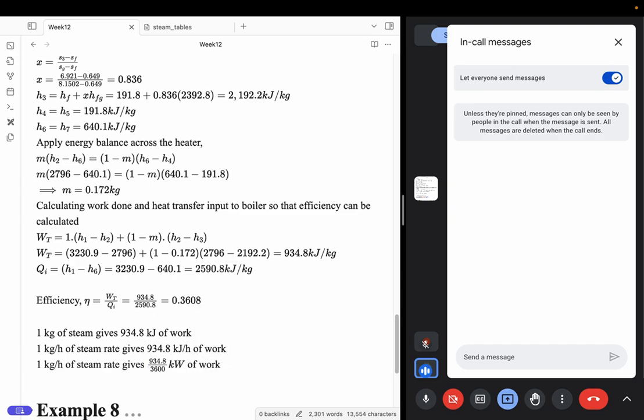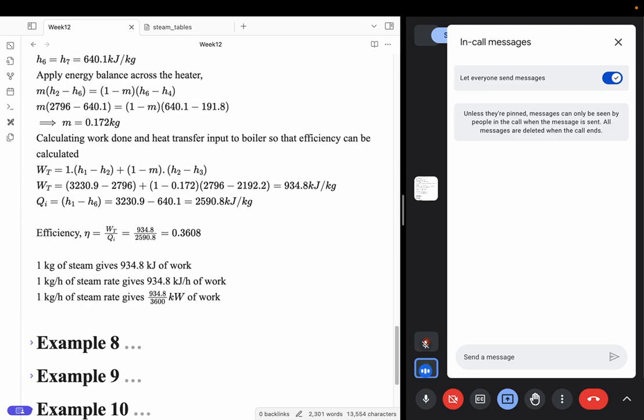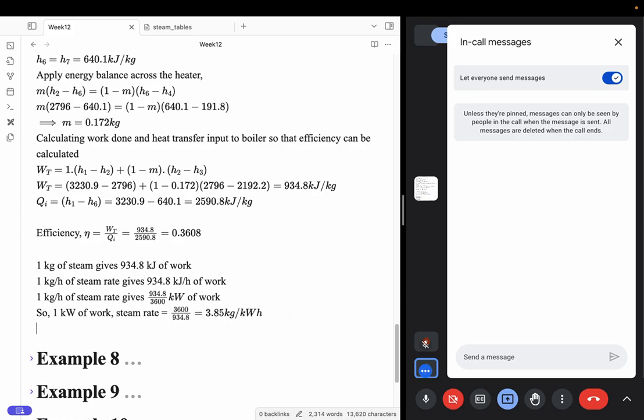Now the question is, for 1 kilowatt of work, what should be the rate of steam? So for 1 kilowatt of work, steam rate will be the inverse of it. So that is 3600 by 934.8. That will be 3.85 kilogram per kilowatt hour production of work.